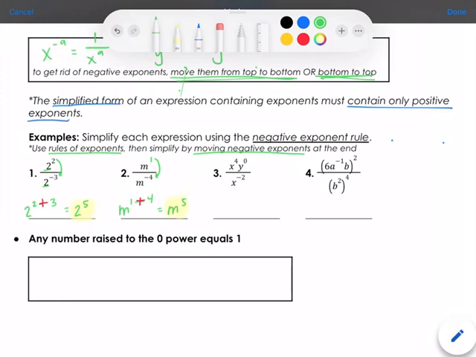All right, over here, I have x to the 4th, y to the 0 over x to the negative 2. Well, y to the 0 just equals 1, so that kind of cancels. And then once again, I'm going to use the quotient rule here, 4 minus negative 2. This minus a negative is a plus, so what I have here is x to the 6th.